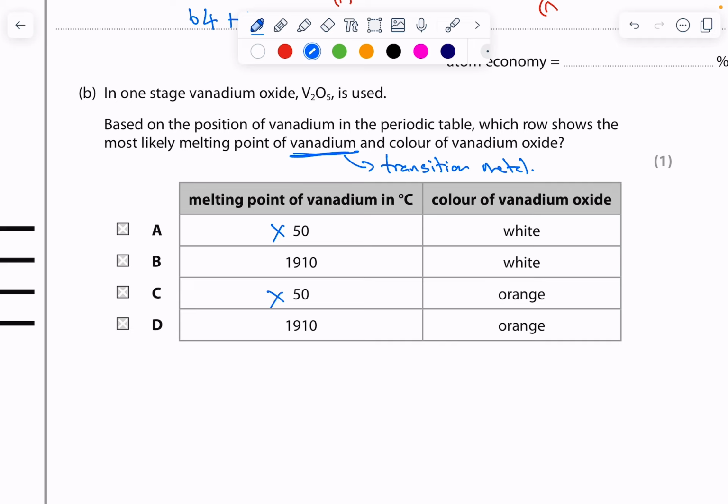And they always form coloured compounds. So that is white, and that, so it could be that, but it's got to be that one because that's too low and that's too low. So the sensible option is option D because it has a high melting point and it forms a coloured compound.